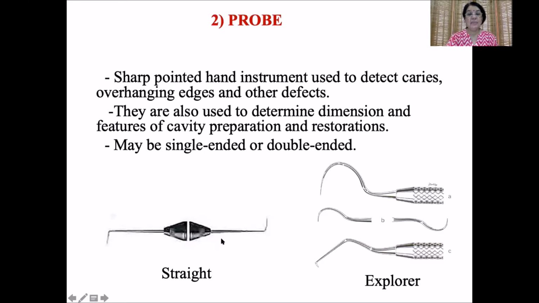Here you see the tip, if your hand is here, the tip is away. If I give a curvature here, the tip will come closer to me. So these curved probes are called explorers. Then you have your interproximal explorer, which is used to detect cavity in the proximal area. Here again there is an angulation given so that the tip of the probe comes close, and this tip can enter in between the two teeth.